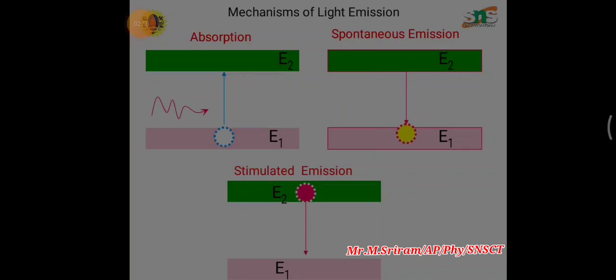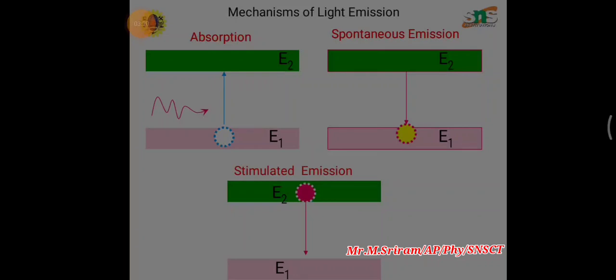This happens spontaneously, without any external triggering, so this process is known as spontaneous emission. Spontaneous emission is random and independent of the incident radiation. If N1 and N2 are the number of atoms in the ground state E1 and the excited state E2, then the rate of spontaneous emission R21 is directly proportional to A21 N2. Here A21 is the constant which gives the probability of the spontaneous emission transition per unit time.